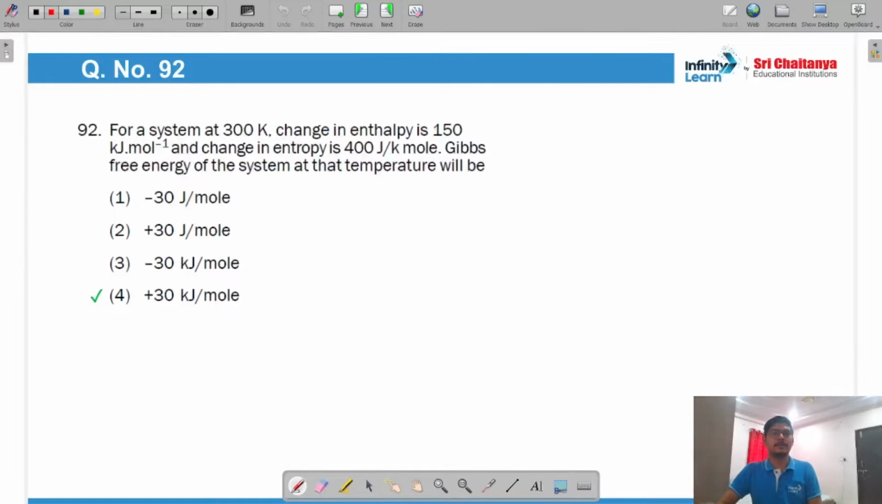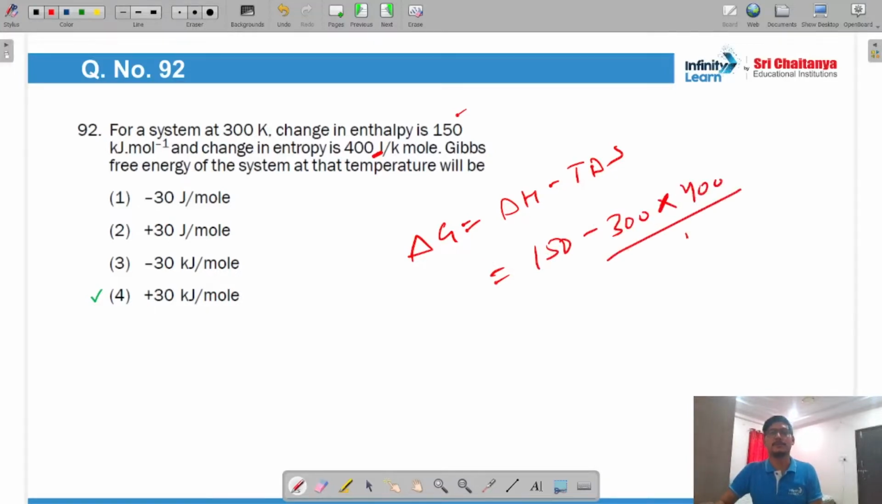For a system at 300 Kelvin, change in enthalpy is 150, change in entropy, Gibbs energy. You apply this relation, delta H minus T delta S. Delta H is given to be how much? 150 kilojoule, temperature is 300, delta S is 400. Don't forget to divide it by 1000 to convert it into kilojoule, so we'll find the correct answer, plus 30.